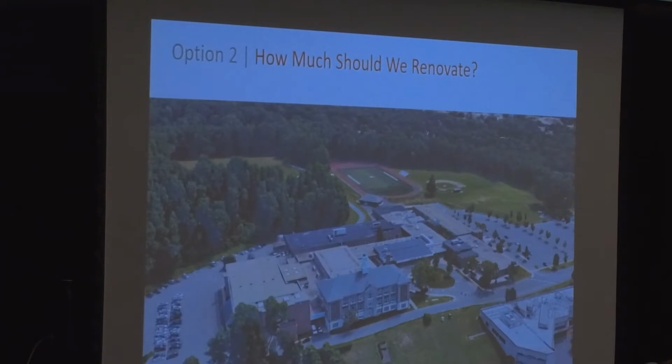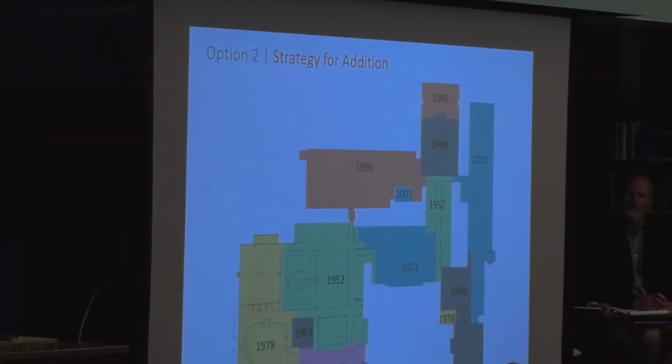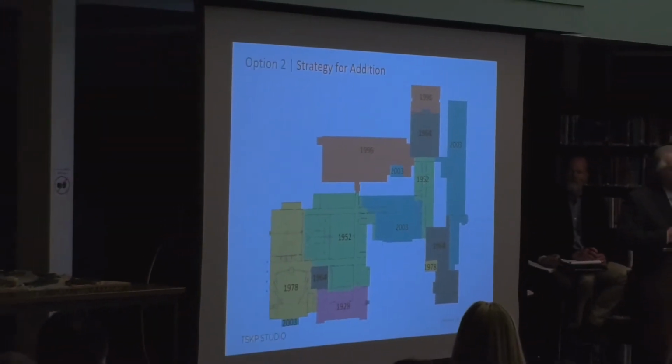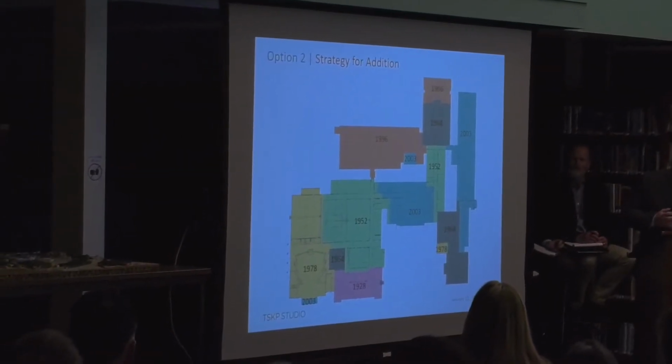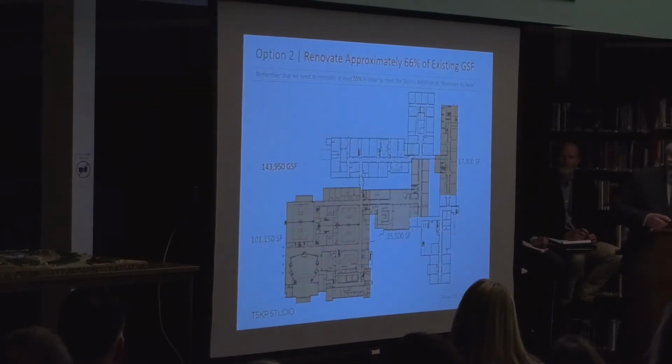Okay, so how much should we renovate in a renovate-as-new option? Well, we looked at all of the facilities that you have, and one possibility is we look at the age of the buildings, and we focus on updating the older portions of the building, and we save the newer portions of the building. That certainly is one strategy. Another strategy might be, well, let's look at what is salvageable, what elements in the existing building can be reused. For instance, you have an auditorium, you have a gymnasium, you have those kinds of spaces that certainly could be repurposed and continue as those kinds of spaces.